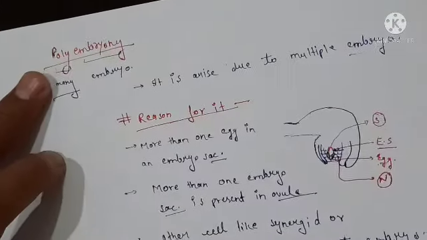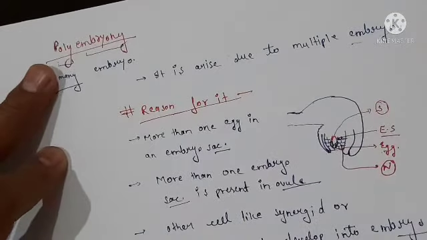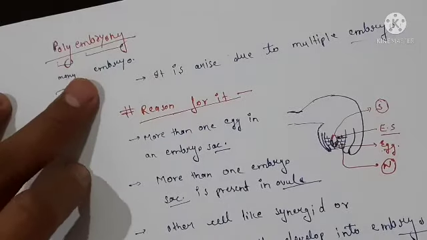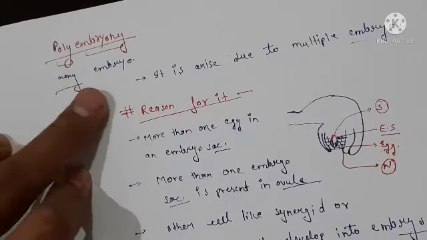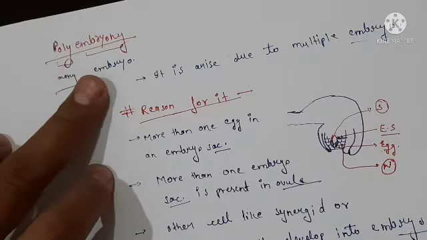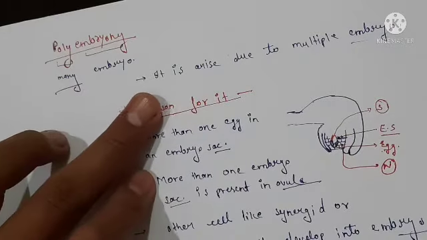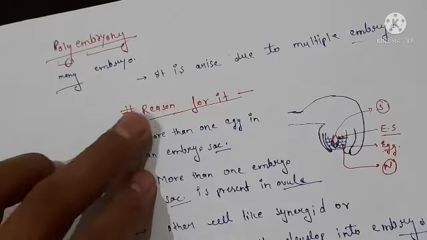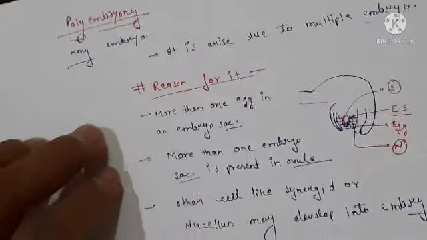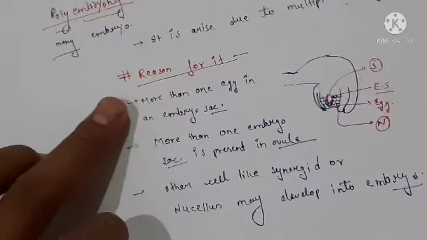So today we will discuss polyembryony. Poly means many, embryony means embryo. So how does polyembryony arise? It arises due to multiple embryos. Okay, what is the reason behind that? There are three reasons; we will discuss them one by one.